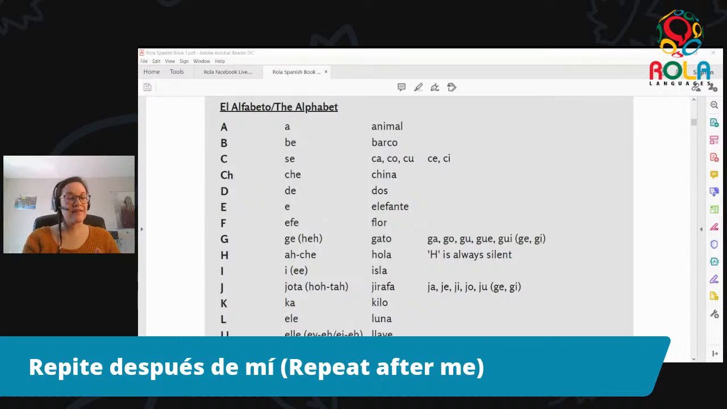And if the C is followed by the letters I or E, as we see on the even more right-hand side, then we keep the soft S sound of the letter C. So we get Ce, Ci. Okay, so you can hear the contrast between Ce, Ci and Ka, Ko, Ku. Okay, so that's an important note for the letter C. Now, next we have Che. Che. Like China.